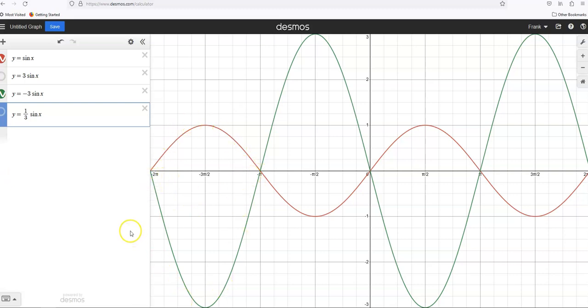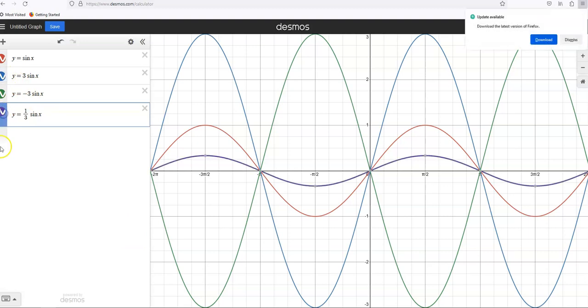So think about what's changing here. They're still crossing at the same points, so they're not moving left and right at all. It's the amplitude that's changing. And what I want you to see is that that number in front of the sine x impacts the amplitude. All right, so you fill in the other two, and I'll start the next video, and you can start that when you're done with the activity.